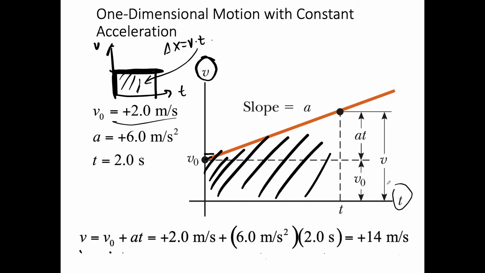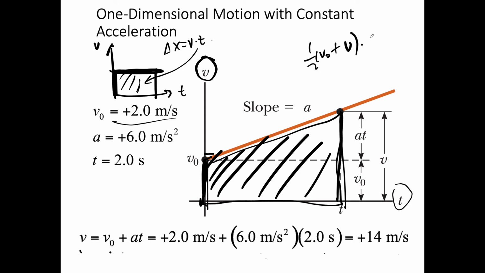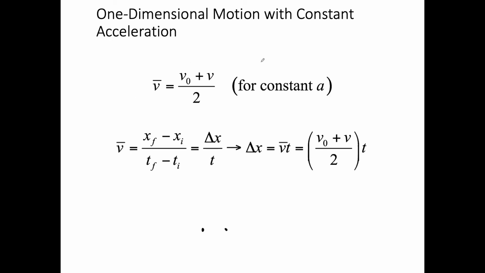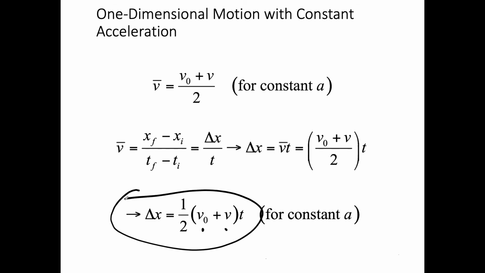So the displacement for constant acceleration motion should be the area of this trapezoid, which can be calculated as 1/2 times v0 plus final velocity, times this side t. This is for constant acceleration motion. We have this equation for constant acceleration motion.